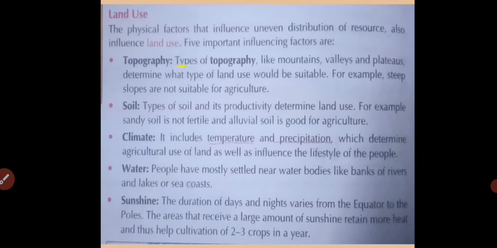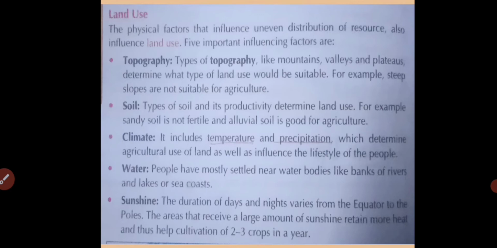First is topography. Topography means the different relief features of any area like mountains, valleys, plateaus determine what type of land use would be suitable. किस एरिया की लैंड किसके लिए यूज़ होगी, किस पर्पस के लिए यूज़ होगी, कि वहाँ की जो टोपोग्राफी है वो डिसाइड करती है. For example, अगर माउंटेन एरियाज़ हैं तो वहाँ पर एग्रीकल्चर पॉसिबल नहीं है. अगर प्लेन एरियाज़ हैं तो वहाँ पर हम एग्रीकल्चर कर सकते हैं, easily हम ट्रांसपोर्ट फैसिलिटीज़ डेवलप कर सकते हैं.